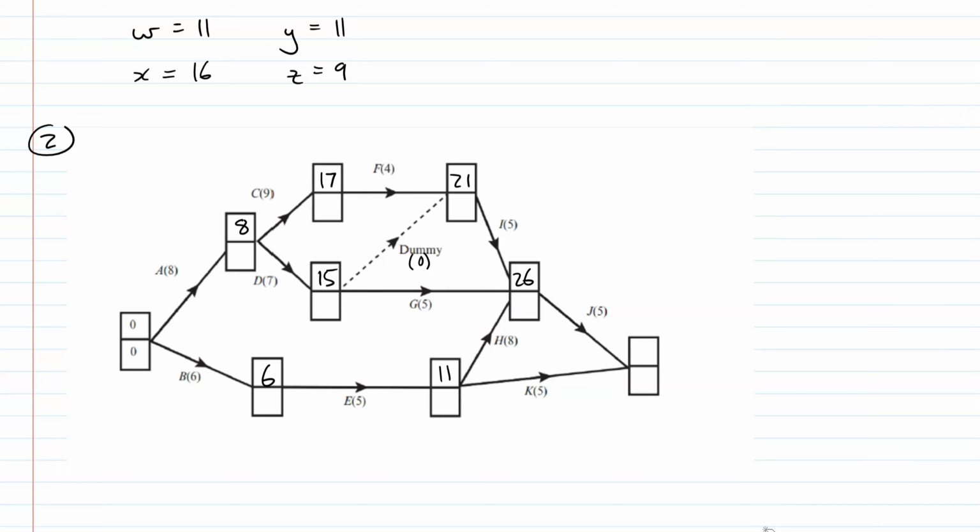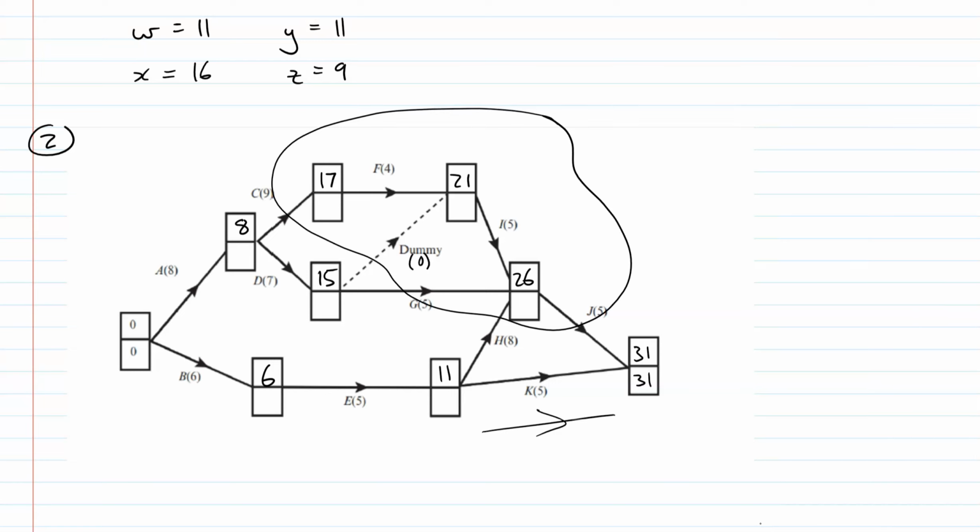And then finally, we've got this box. We've got two before it. 26 plus 5, 31. 11 plus 5, 16. Pick the bigger one. So we can't finish this until day 31 or hour 31. I can't remember the context of the question. So I always pick the bigger one. Okay, although K can finish at 16, it doesn't matter because all this stuff is still going on. So we need to wait for all that to happen.